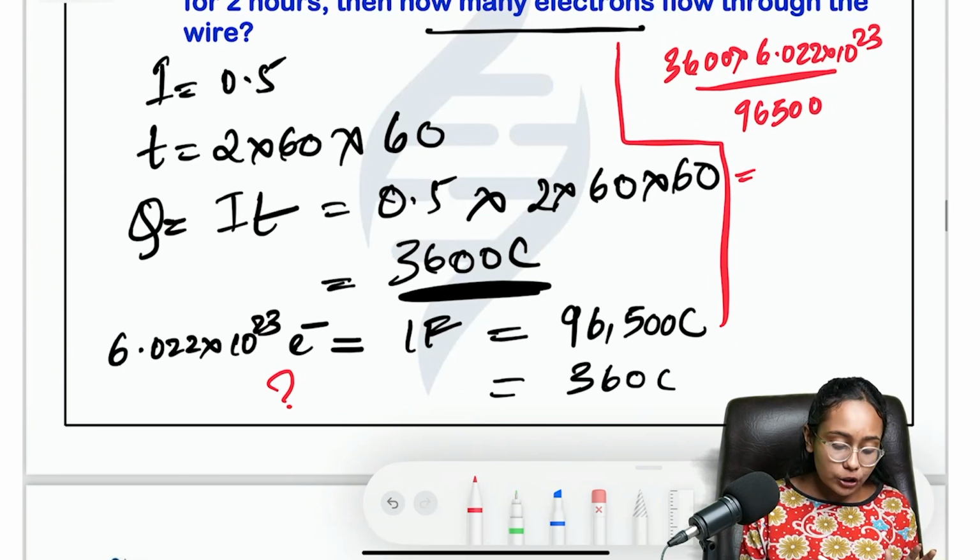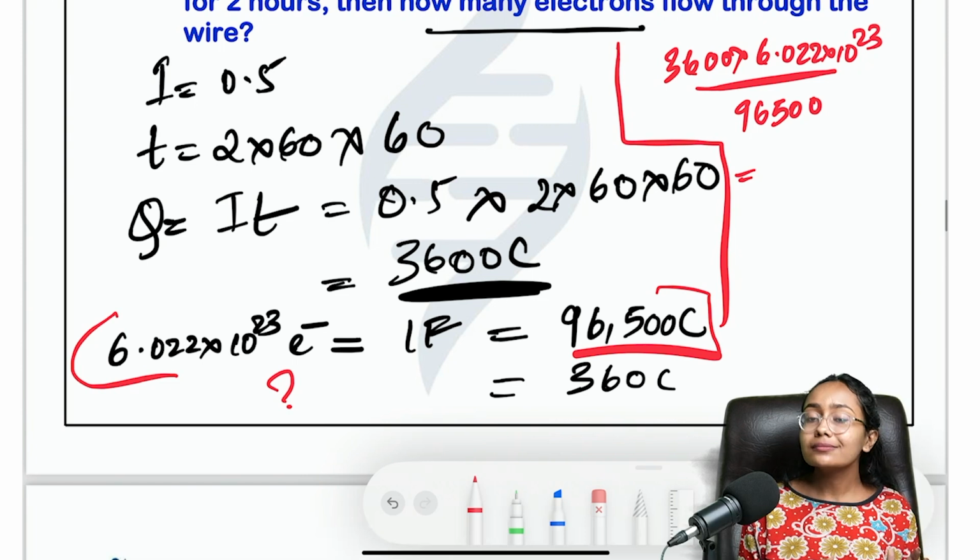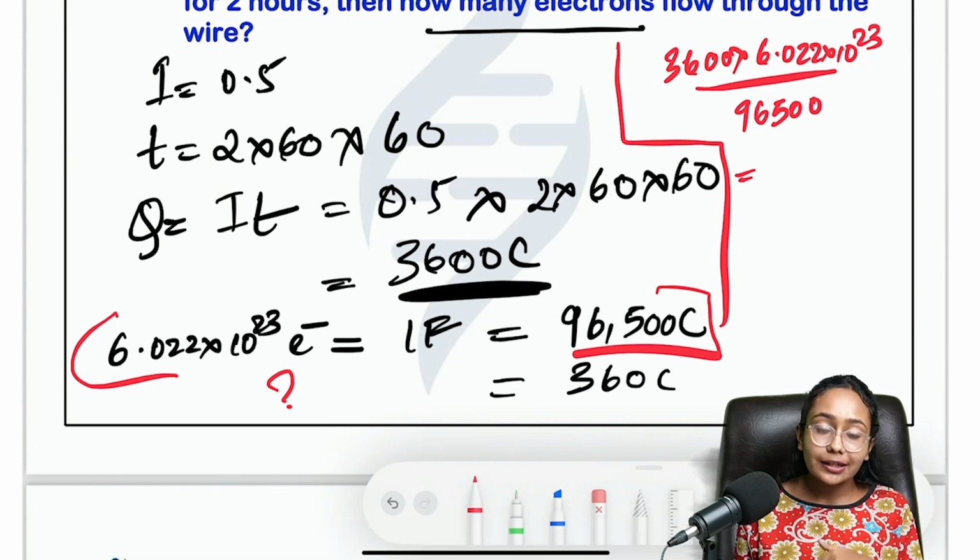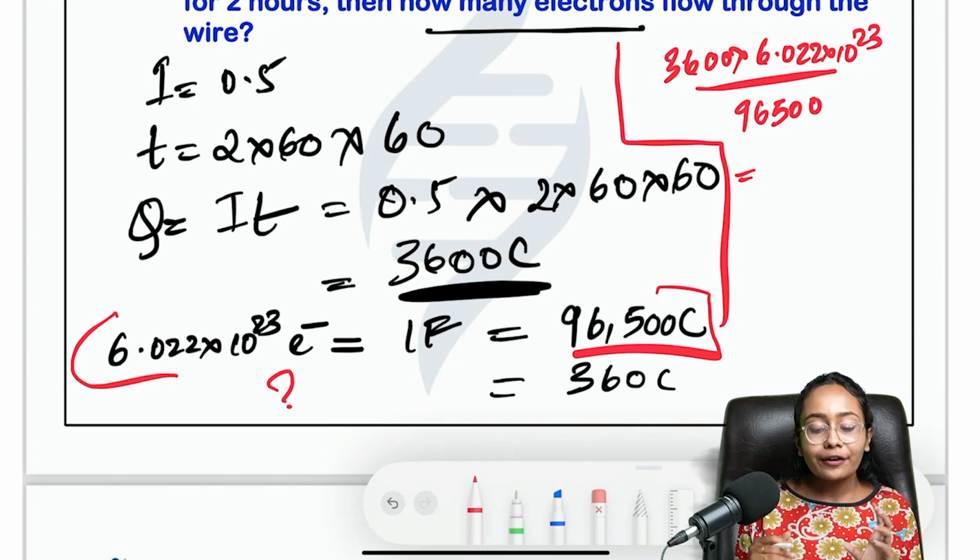So the main thing which you have to keep in mind is this: 6.022 into 10 raised to 23, the Avogadro number of electrons, means 1 farad of charge, or 96500 coulombs of charge.